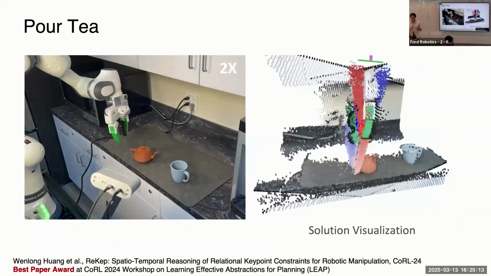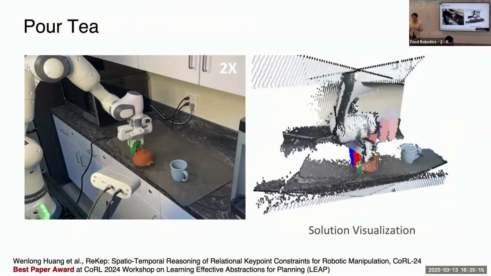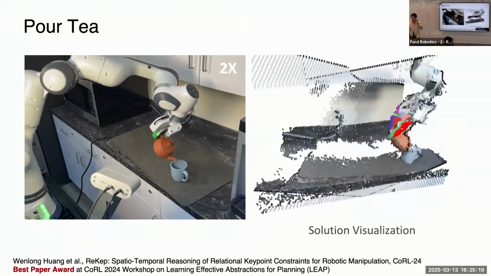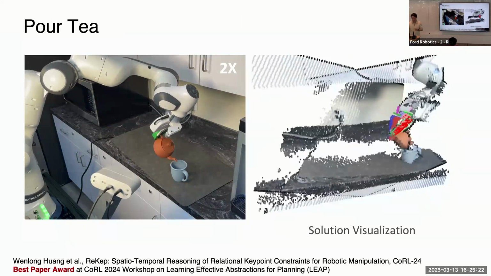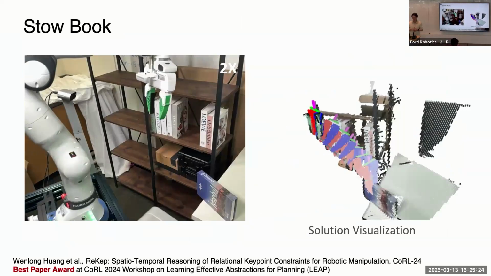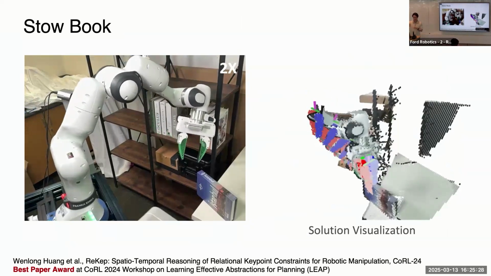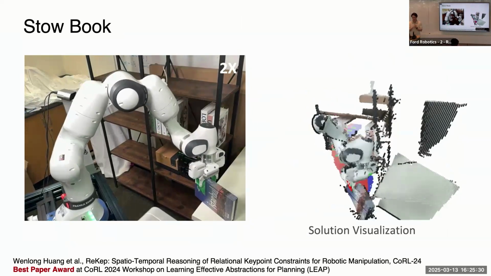The left one is the actual execution. On the right, we show the real-time planned trajectories overlaid with the original point clouds. Here's another task. You can see we want to store the book into the bookshelf. The robot has to reorient the book over a certain angle before it can do this kind of insertion.